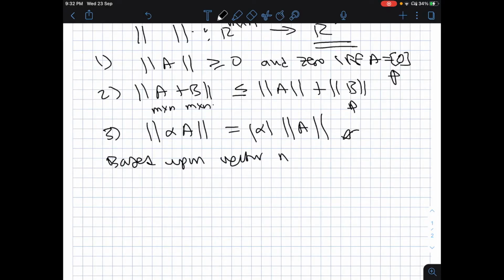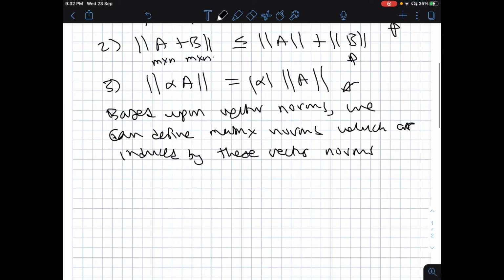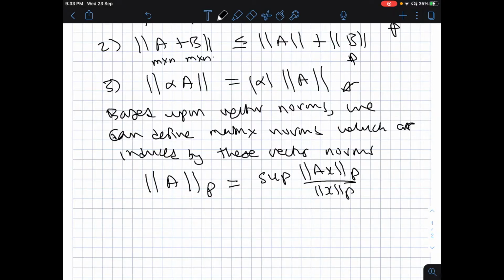Based upon vector norms, we can define matrix norms which are induced by these vector norms. For example, I am going to define, and it will of course need a proof, as a candidate, the pth norm of A, induced by the pth vector norm, as the supremum of the length of Ax in the p norm over the length of x in the p norm, for all x not equal to 0.